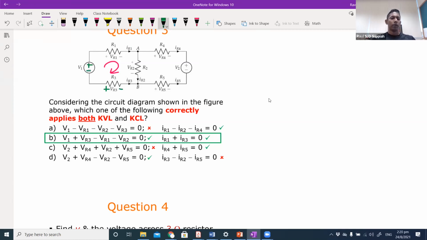That means as far as R3 and V1 is concerned, based on this clockwise loop that I've drawn, current will flow in this clockwise direction. That means we are both following the direction of my loop. So I can say V1 plus VR3. Whereas VR1 and VR2 are both opposite to my direction of the loop. So I say that is equal to VR1 plus VR2.